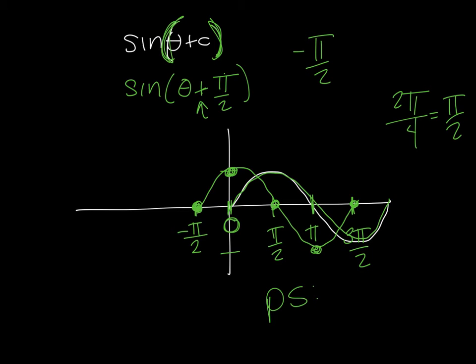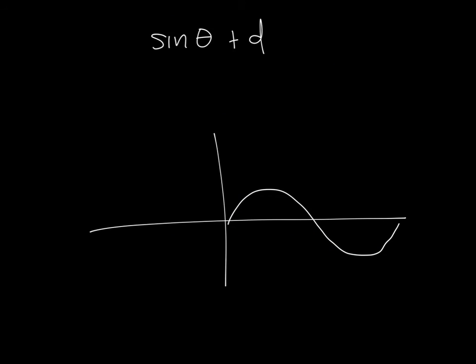Okay, and then we have one more shift. I know this is over, isn't it? But we have one more shift, and that is if instead of it being inside with the theta, it's saying all of this plus d. So I'm not adding to the angle, I'm adding to the function itself. And this one actually isn't all that bad. Let's say I had sine theta plus 2. What that means is instead of having my axis be right here, I'm going to shift that up, and it actually goes with it this time.